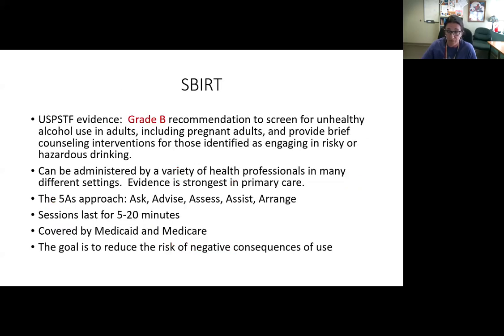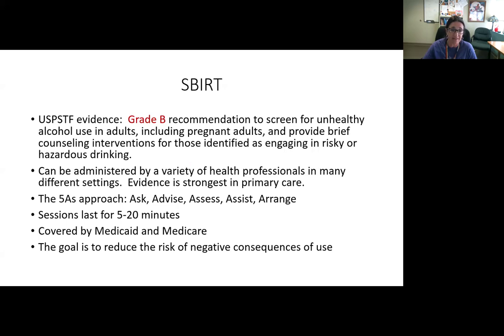So how do we screen for risky drinking? So SBIRT, you've probably heard about for a while. I think we're continuing to hear a fair amount about it. It has good evidence in primary care, specifically for screening, such that it has a grade B USPSTF recommendation, meaning it's covered by Medicaid and Medicare. Really what this involves is a brief approach. It can last anywhere from 5 to 20 minutes, can be administered by a variety of health professionals in different settings, but again, the evidence is strongest in primary care settings.